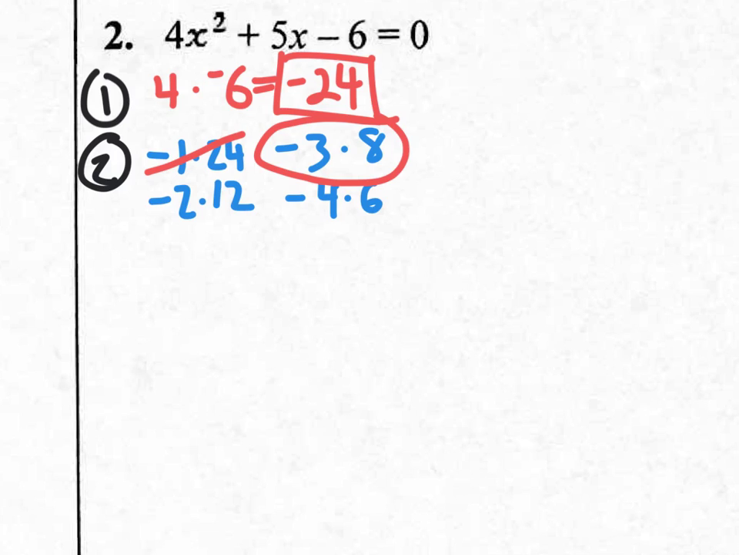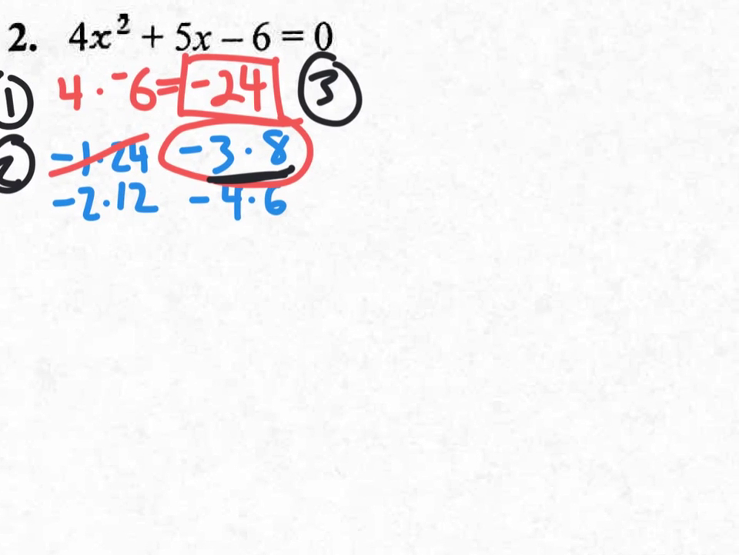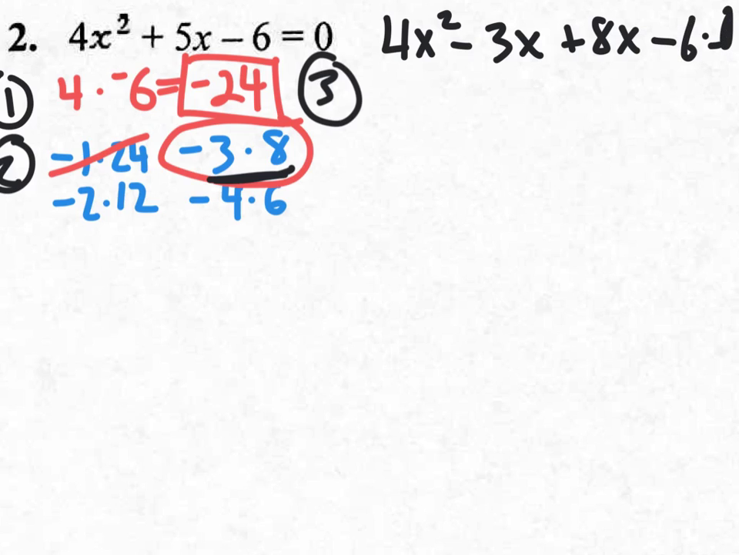Step 3 says to use that pair of numbers, negative 3 and 8, to rewrite your middle value 5x. Let me move this a little to the side over here. So we're going to rewrite the whole thing. It's going to be 4x squared, and instead of 5x, we're going to have a minus 3x plus 8x, and then minus 6 at the very end, and of course don't forget to equal 0. That's ugly, sorry. And now it's ready to do factoring by grouping.